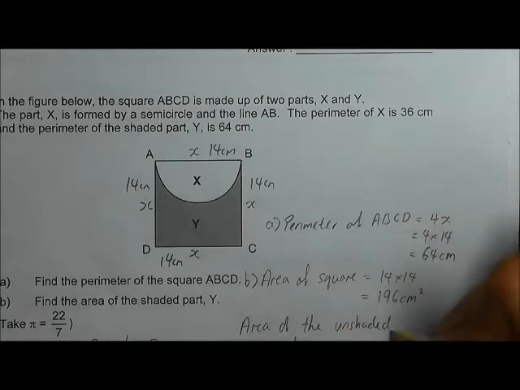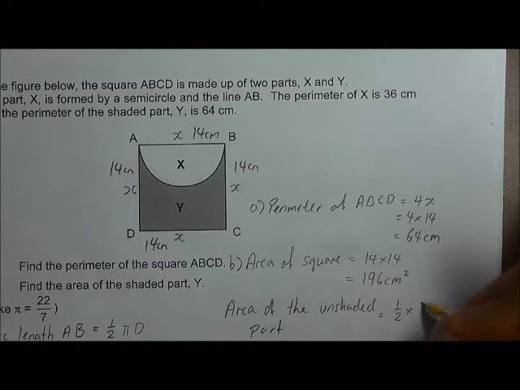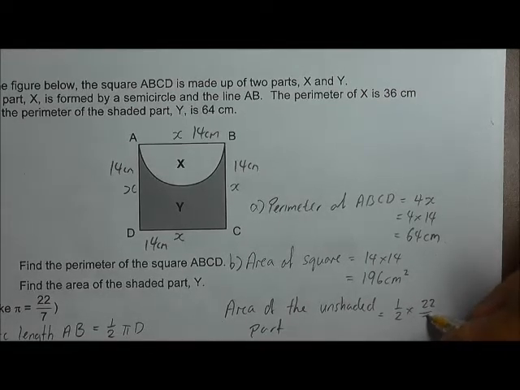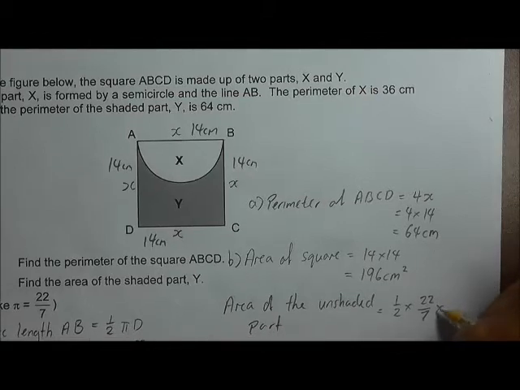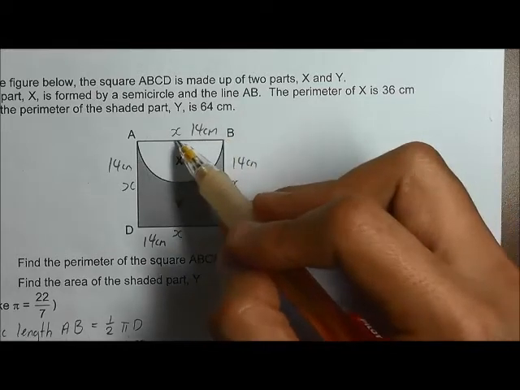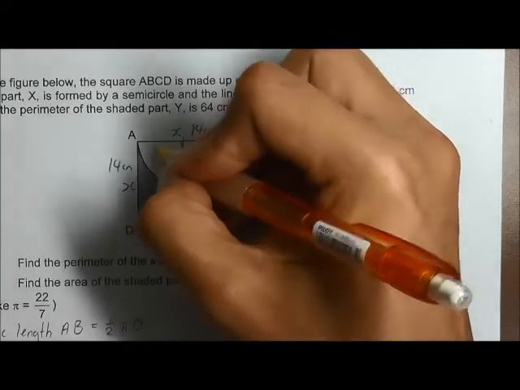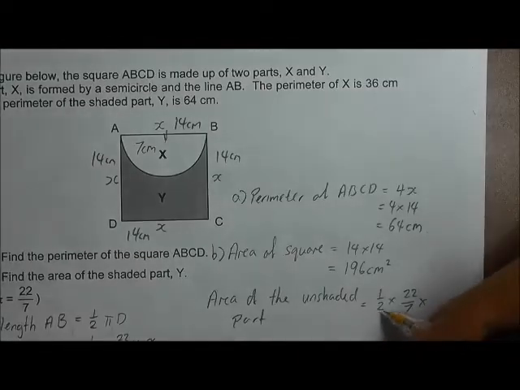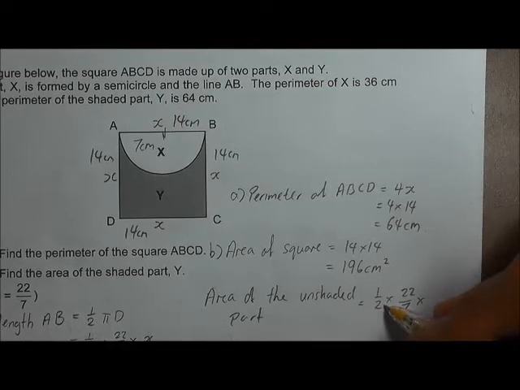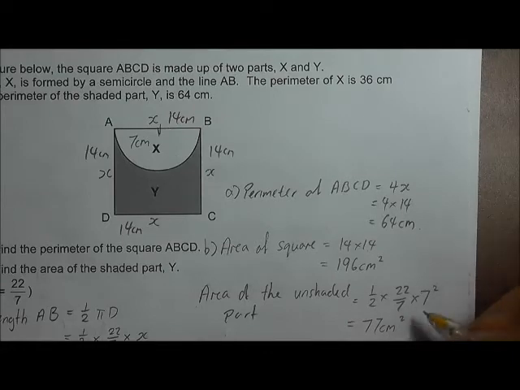Okay, then you can find the area of the semicircle, which is the area of the unshaded part. This is half times pi times the radius squared. The diameter of the circle here is 14 cm, so the radius will be divided by 2, so it should be 7 cm. So the area of the unshaded part is half times pi times r squared, which is 7 squared. So we should get 77 cm squared.